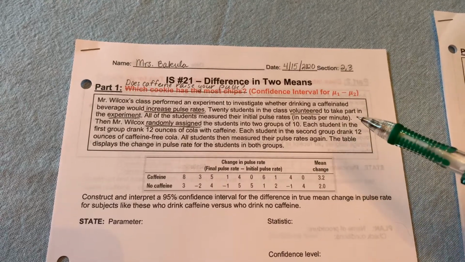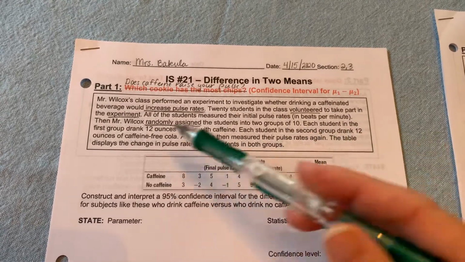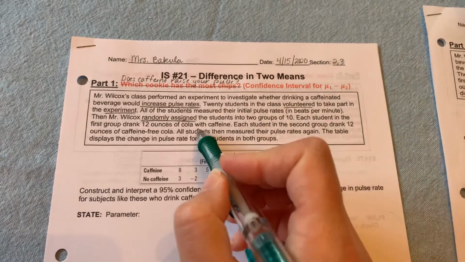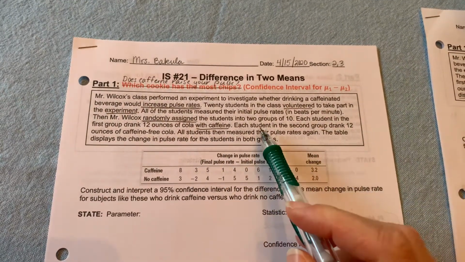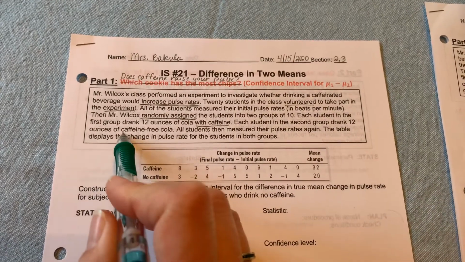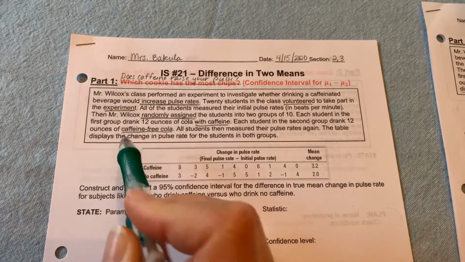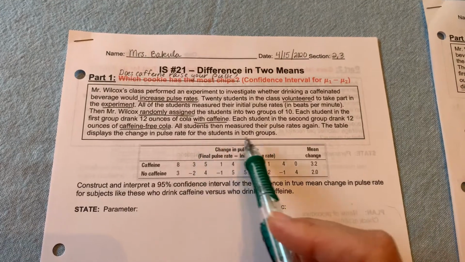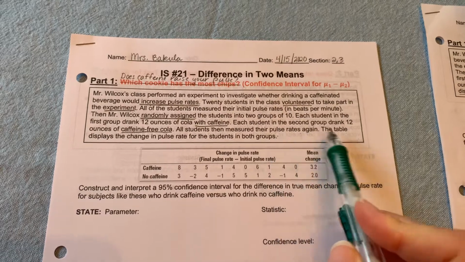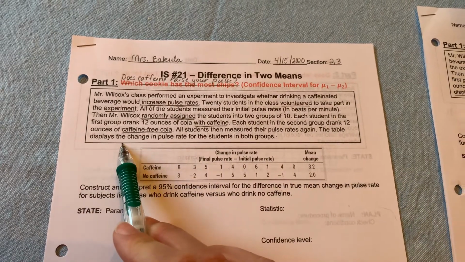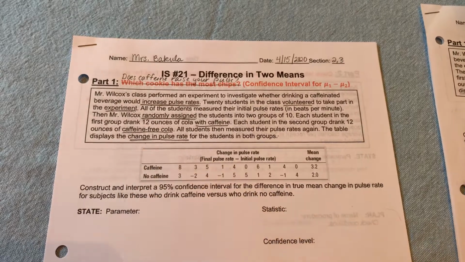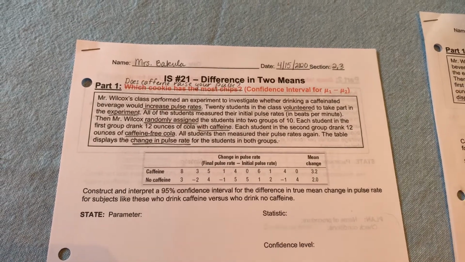So we randomly assigned the students into two groups of 10. Each student in the first group drank 12 ounces of cola with caffeine. So the first group got caffeine. Each student in the second group drank 12 ounces of caffeine-free cola. So they got non-caffeinated in the second group. All students then measured their pulse rates again. Okay, so we had an initial pulse rate and then we had a final pulse rate. The table below displays the change in pulse rate for the students in both groups.